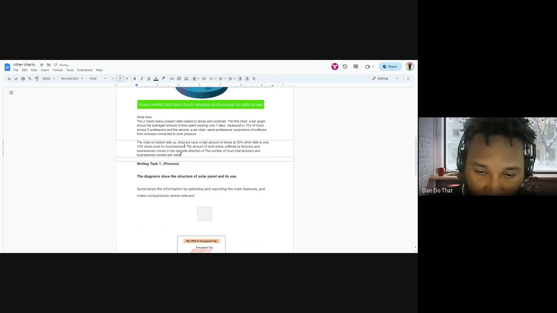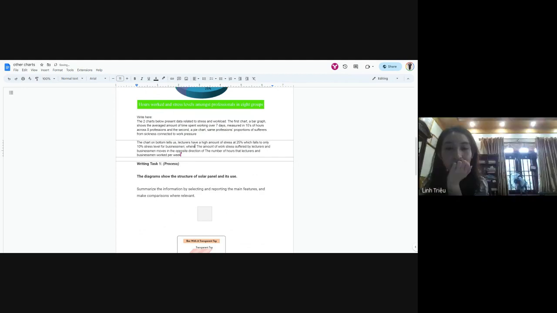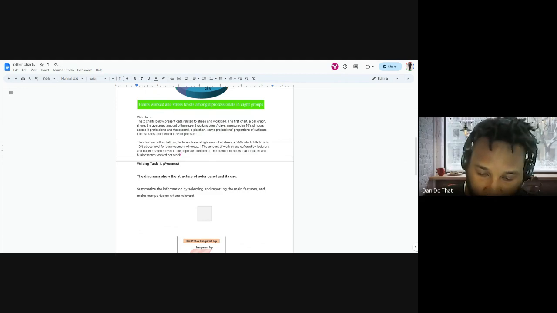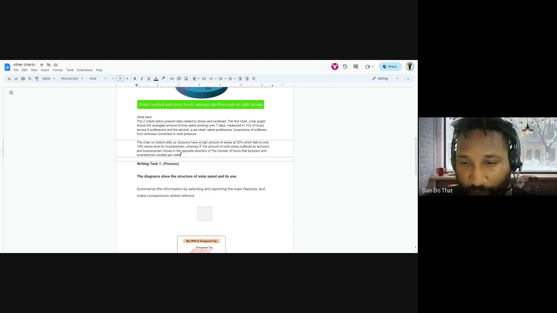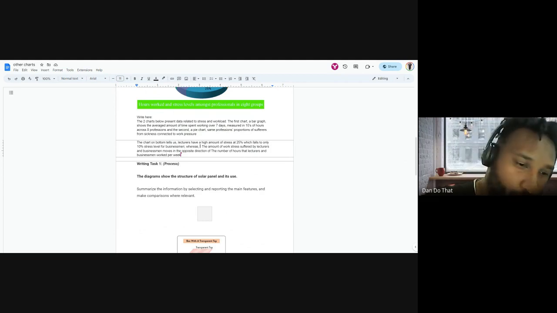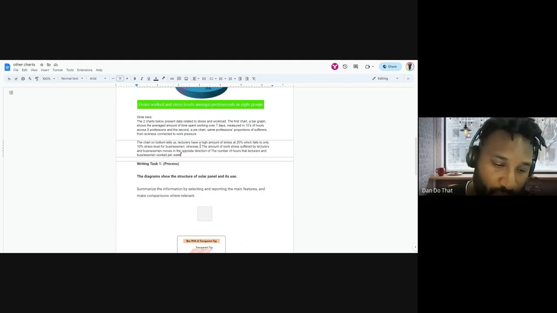Whereas, so not a period, semicolon. Whereas, and then you describe the chart on the top. And instead of saying on top, I prefer you to say above, because that is a preposition of place. It will show that you have a better grasp of English.